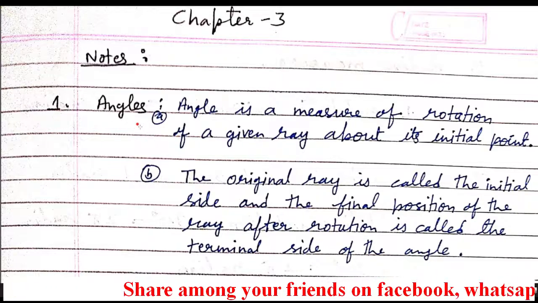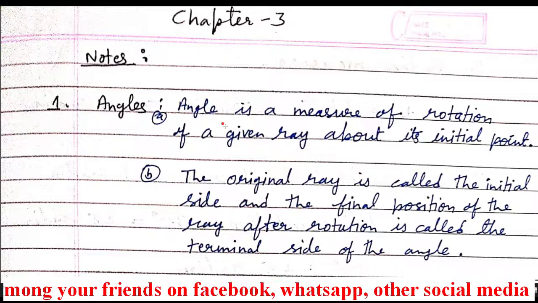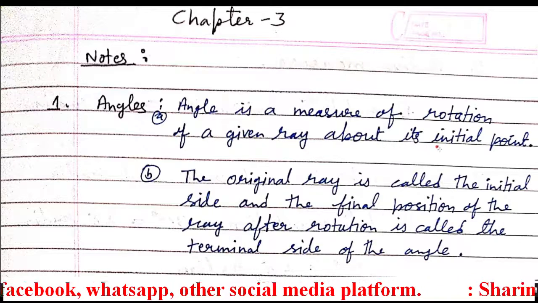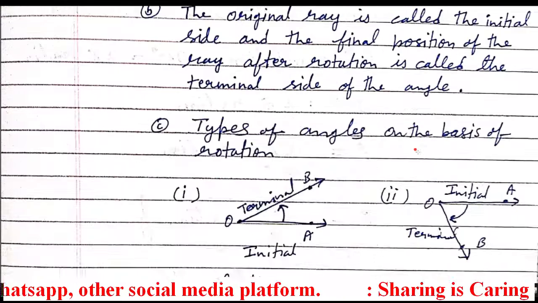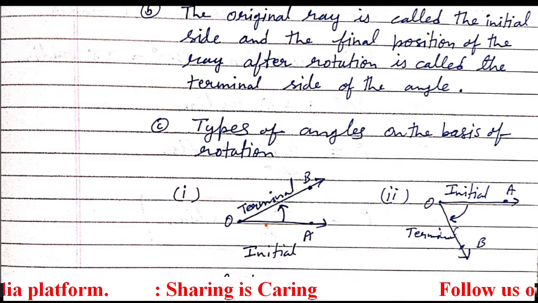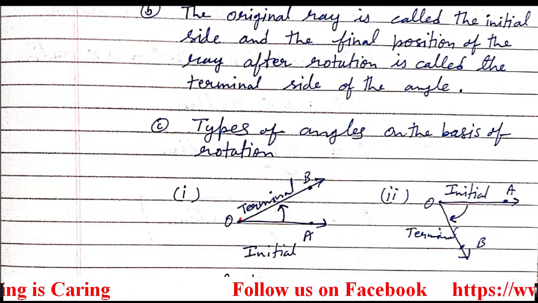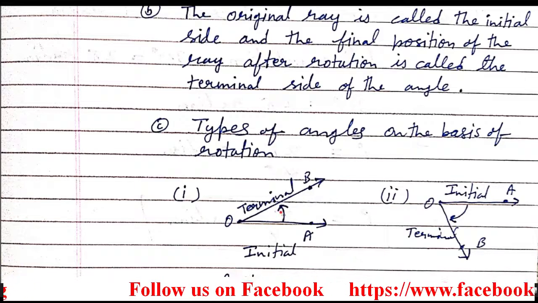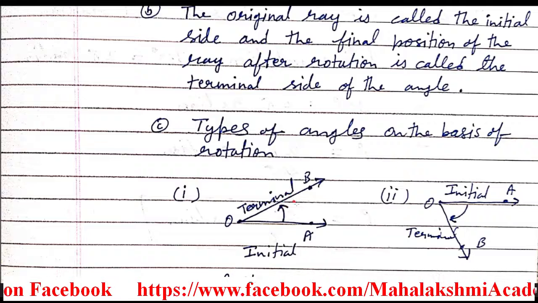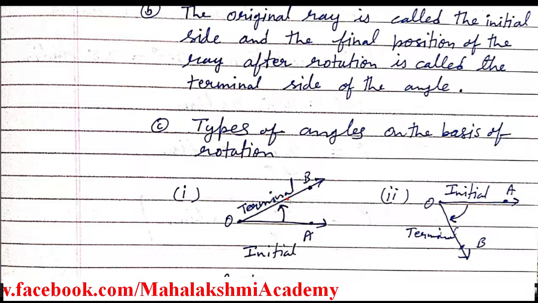First, angles. What is the meaning of angle? First it should be very clear to us. Angle is a measure of rotation of a given ray about its initial point. So I have a figure here, then it will be clear for you. This ray is named as the initial ray, and this point O is named as vertex. If we rotate this ray to one side, then this rotation is measured, and that measurement is named as the angle.